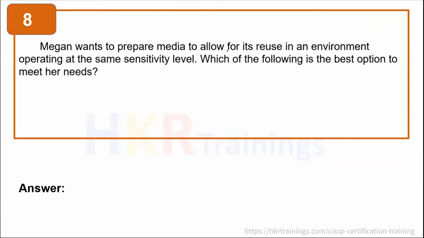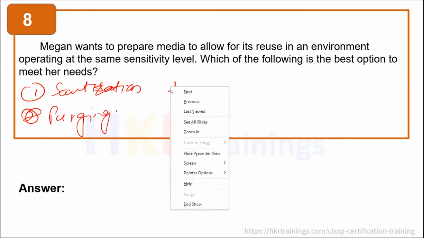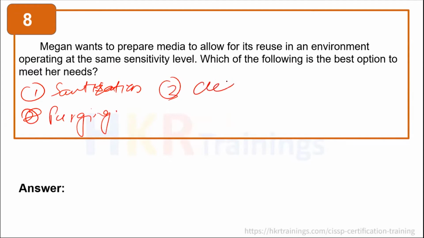Megan wants to prepare media to allow for its reuse in the environment, operating at the same sensitivity level. Which of the following is the best option to meet her need? So your possible options can be sanitization, it can be purging, it can be clearing, and so on and so forth. There can be multiple techniques. So the keywords here are, A, we need to reuse the media, and B, we need to reuse it at the same sensitivity level. So these are your keywords.